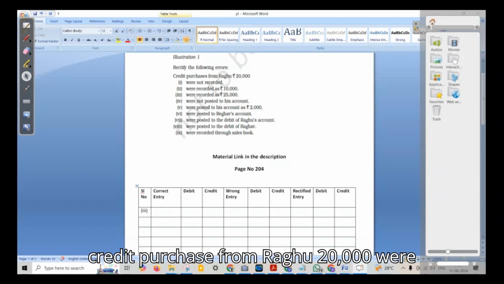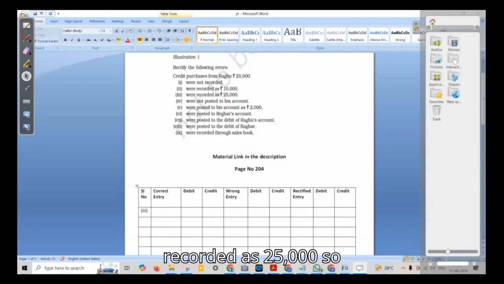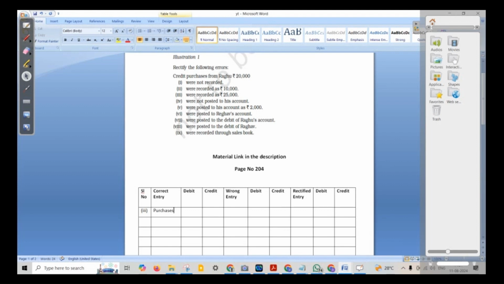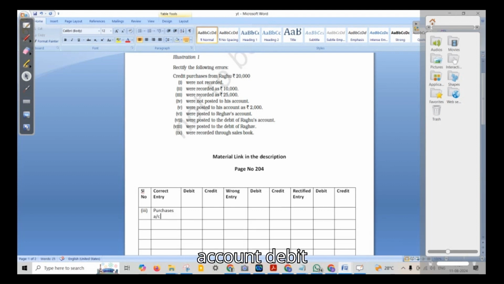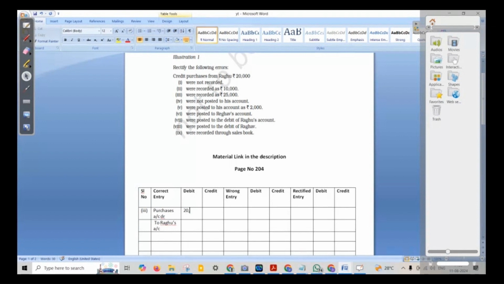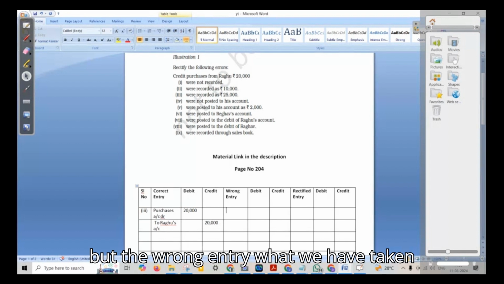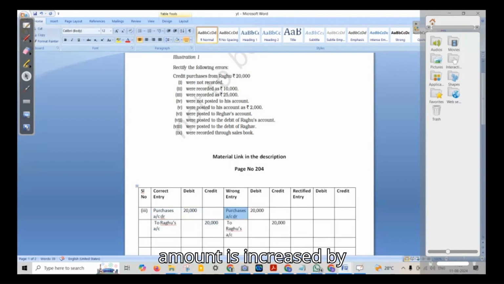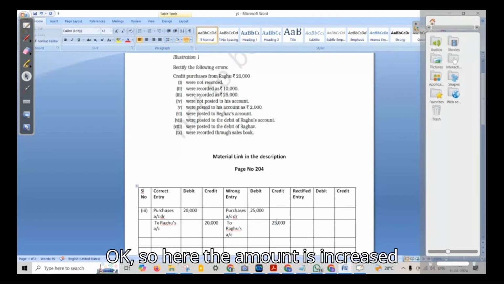Third transaction: credit purchase from Raghu, 20,000, was recorded as 25,000. So now record the correct entry, that is purchases account debit to Raghu's account. What is the amount? The correct amount should be 20,000. Very good. But in the wrong entry, what have we taken? The amount as 25,000. Everything remains the same, only the amount is increased by 5,000. So make it 25,000.